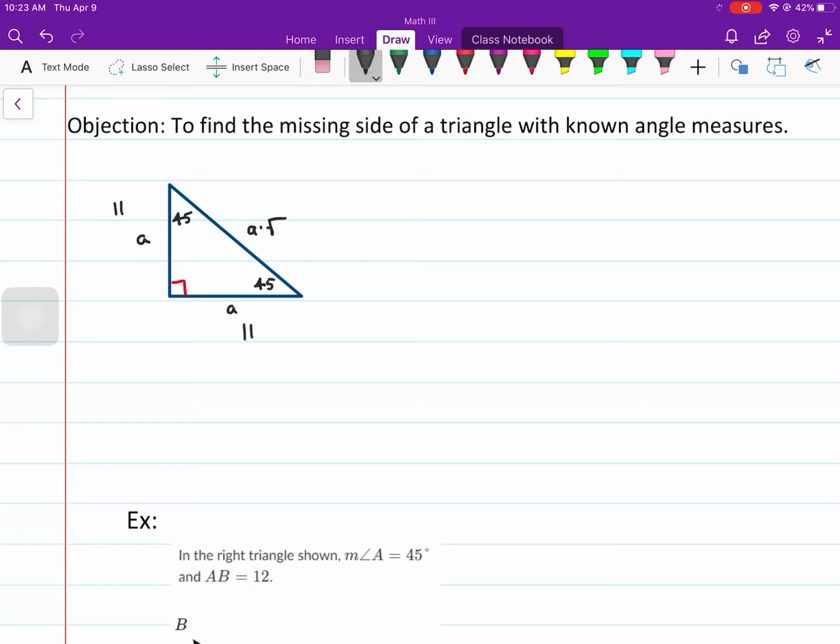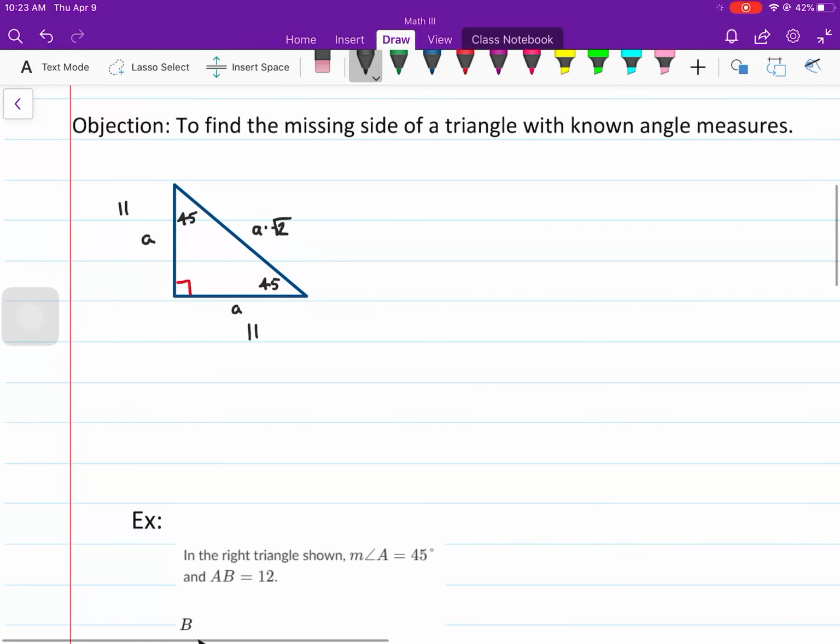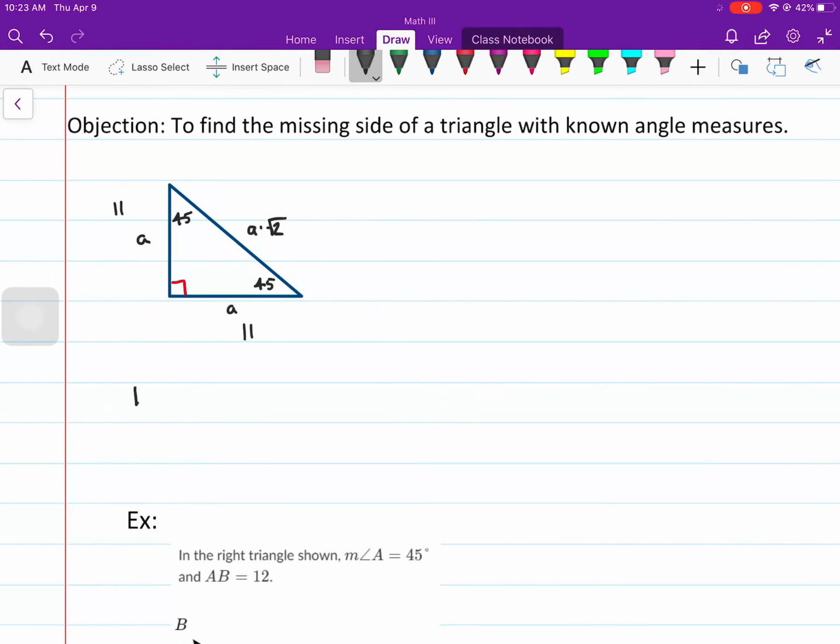Now notice here, there's going to be a pattern in this section. When you go from a shorter side to a longer side, you multiply. If you go from a longer side to a shorter side, then you divide. So let me put that. From shorter to longer, multiply. From longer to shorter, divide.